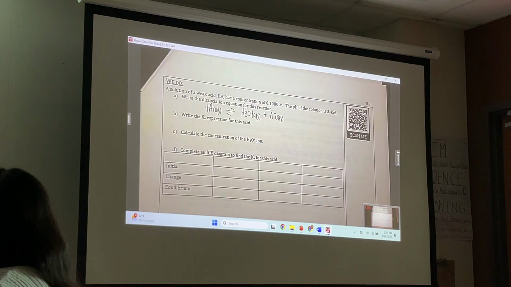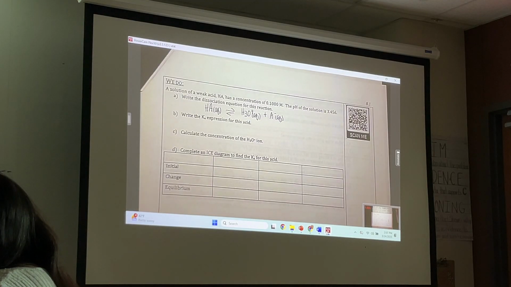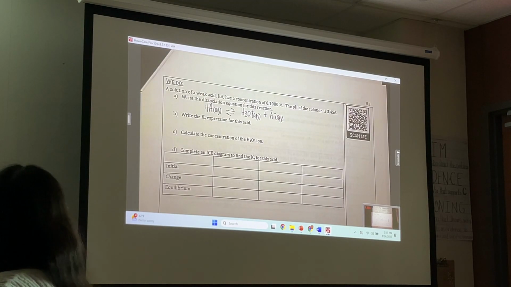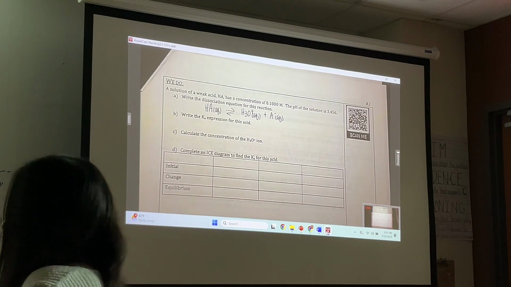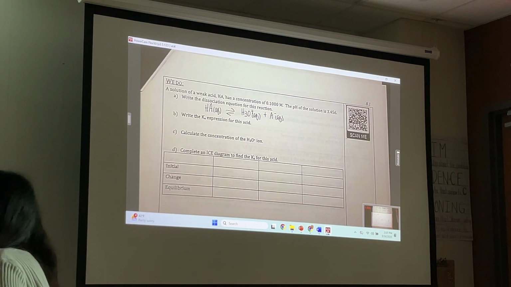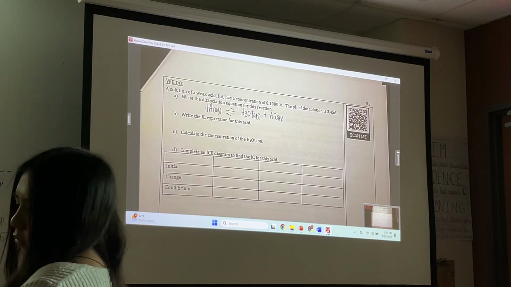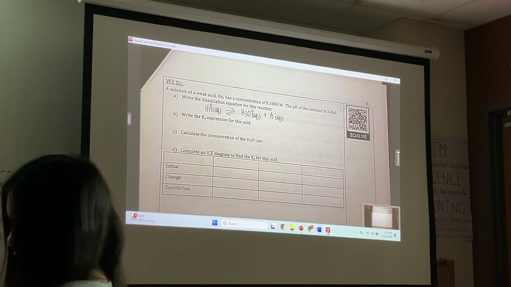There you go. I broke apart my HA. Can you do a dissociation reaction and break apart things? You should be able to by now. We've done it a lot. All right, cool. With this, let's go ahead and write our Ka expression.